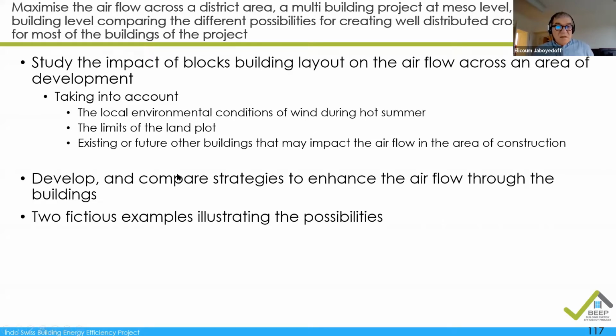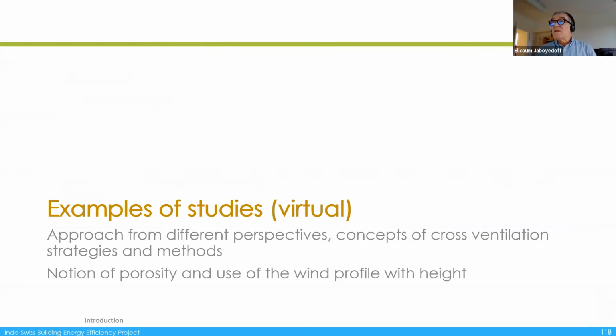And then we can develop compare strategies. And we are now going to go through two fictitious examples to illustrate the possibilities. So we are going to try to improve what is called the porosity, which means how much of the air would pass through the building plot, the land plot, the project, how much of it would go through. So this porosity is a notion which has been used more recently in urban design, and which allows the wind to pass through the city.